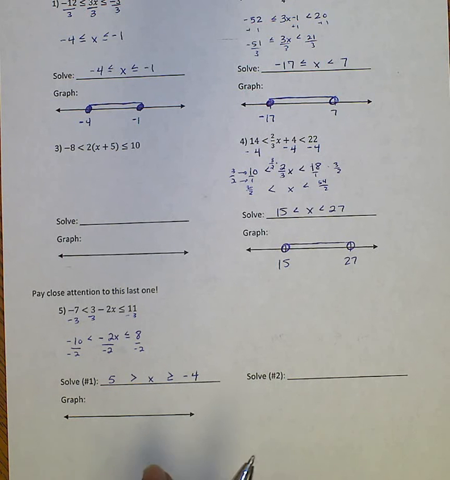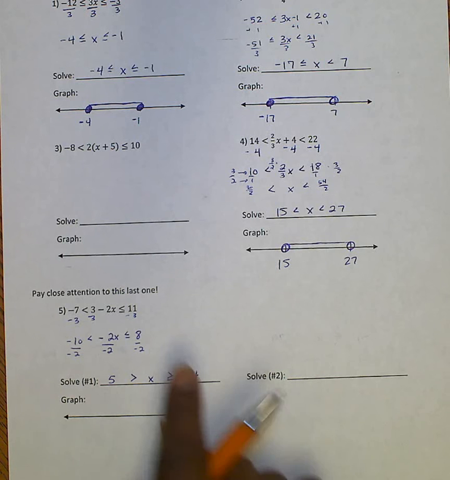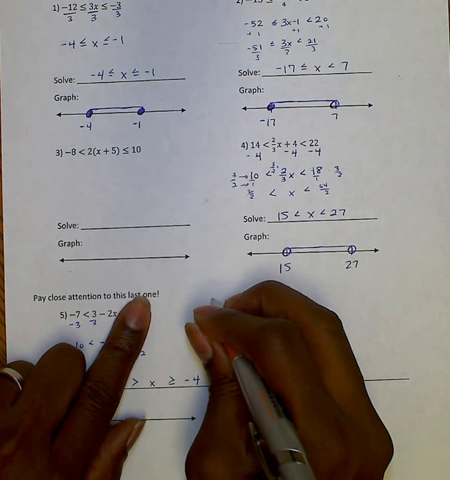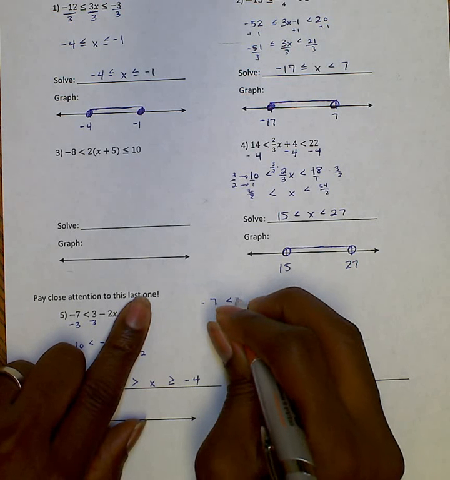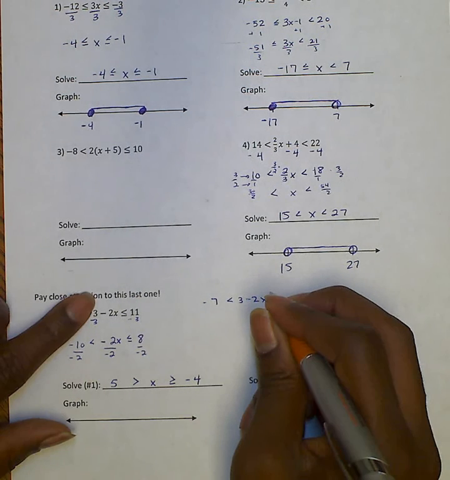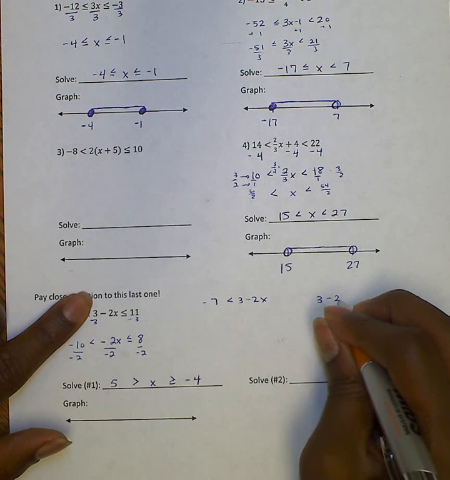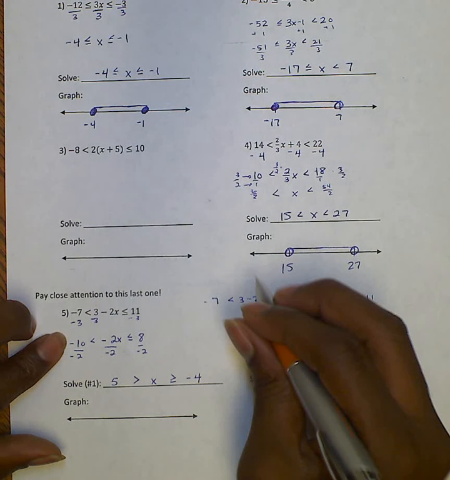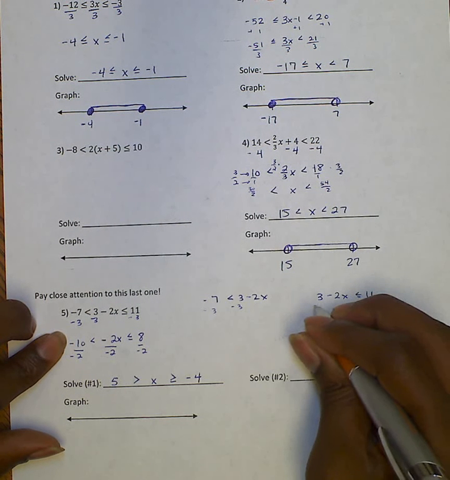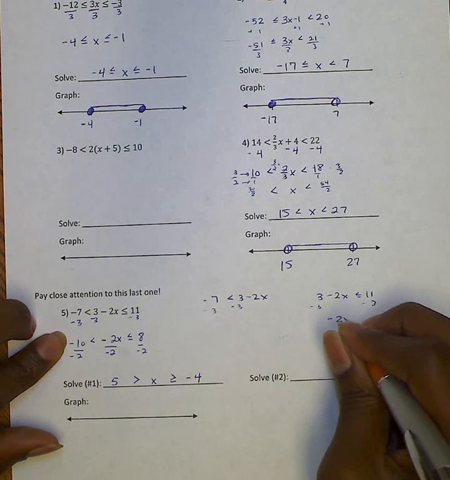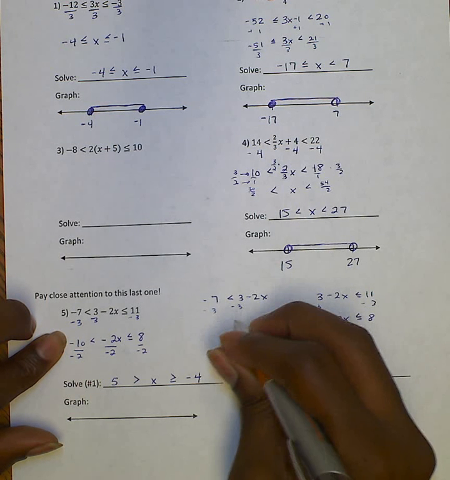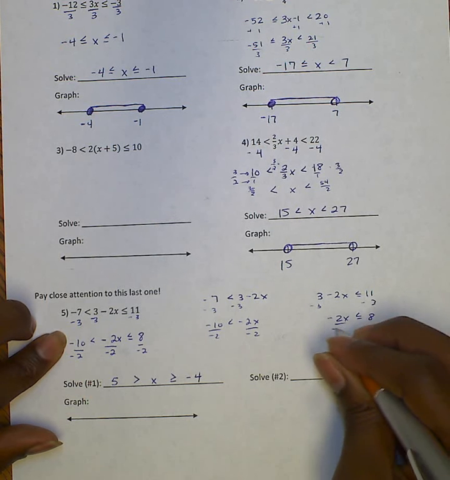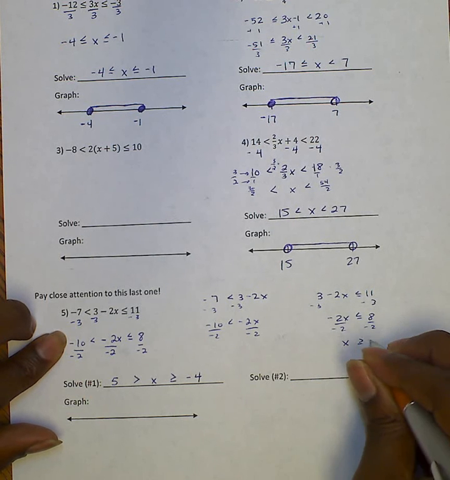If you run into a problem that's difficult and you're like, oh man, I really can't, one option you can do is just to cover this up and write the problem out. Negative 7 is less than 3 minus 2x. You can do it to the other side as well. 3 minus 2x is less than or equal to 11. And what you'll be doing is going through the same steps that we just did. Divide by negative 2, and what you'll find is that you get the same answer.